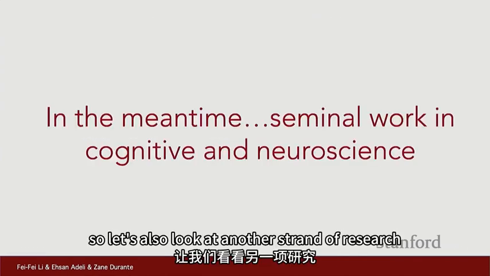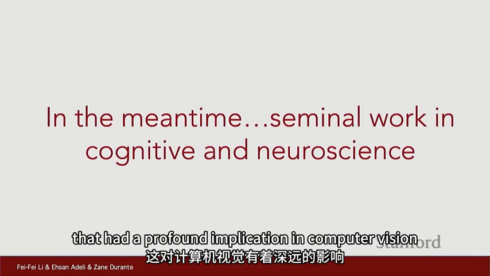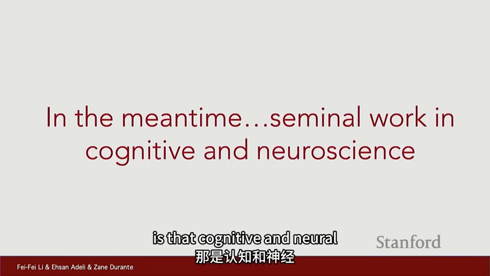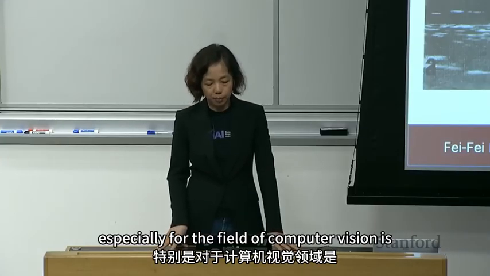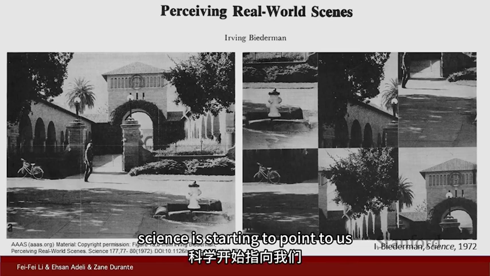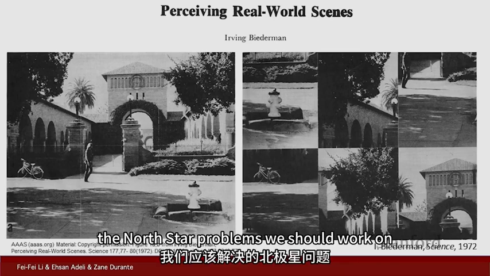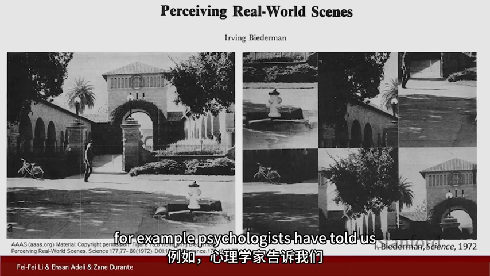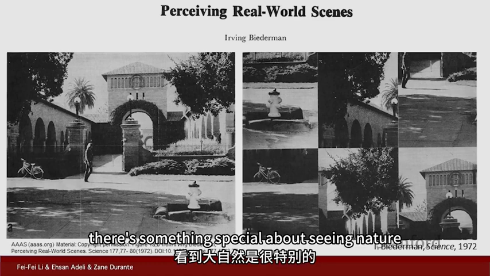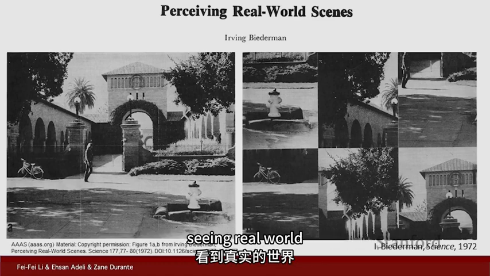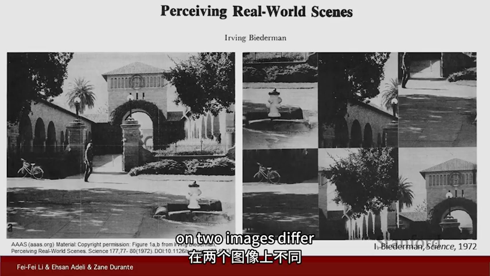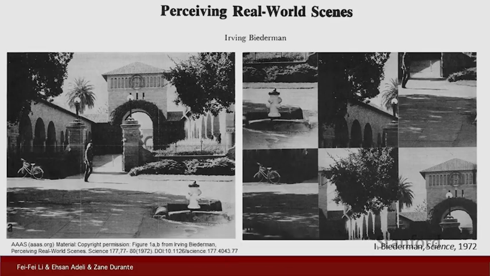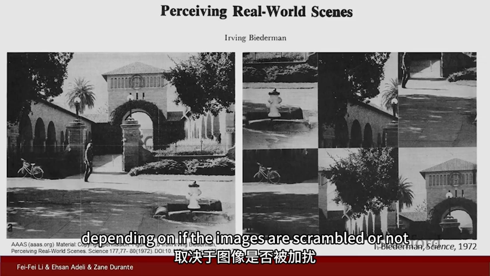So let's also look at another strand of research that had a profound implication in computer vision: cognitive science and neuroscience continued to blossom. And what is really important, especially for the field of computer vision, is that cognitive science and neuroscience started to point to us the North Star problems we should work on. For example, psychologists have told us there's something special about seeing nature, seeing the real world. This is a study by Irv Biederman, who shows that the detection of bicycles in two images differs depending on whether the images are scrambled or not. Think about it.